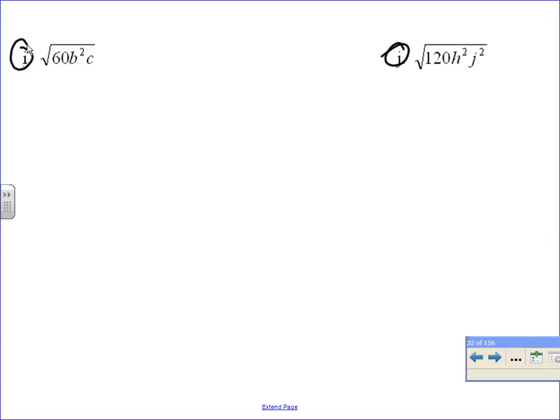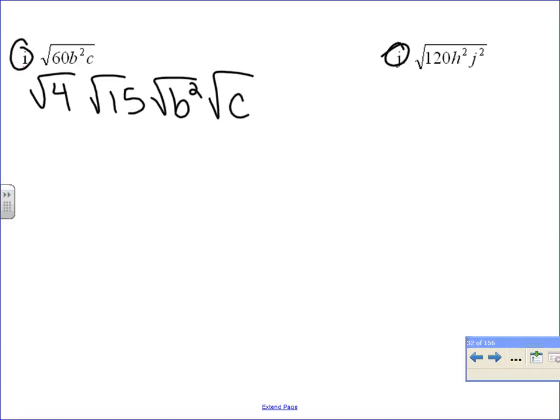All right, Justin, what perfect square goes into 60? How many times? Good. So guys, 60 can be broken down into 4 times 15. Please don't forget about what perfect square goes into it. B squared is perfect. I'm just going to rewrite it. C just stays there. Do not change it to a decimal, and don't forget about perfect squares.